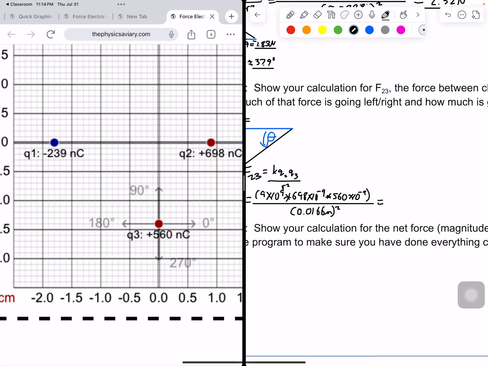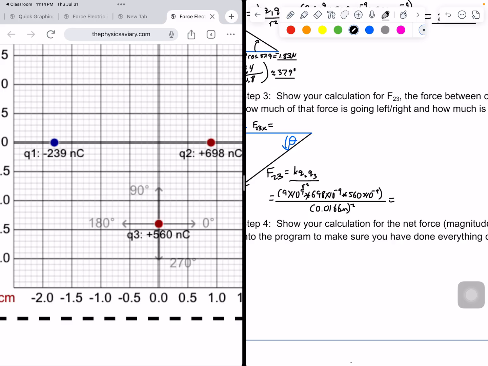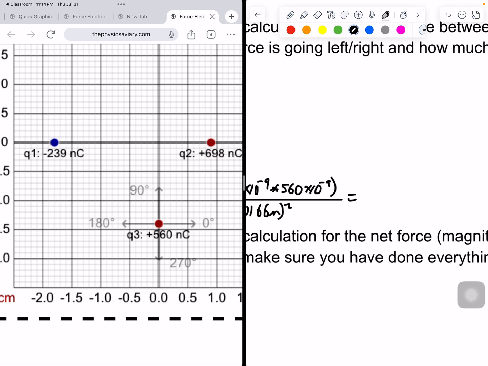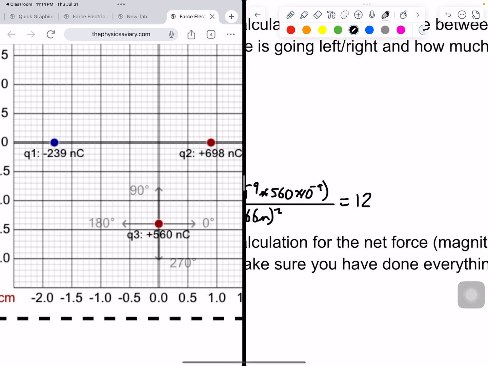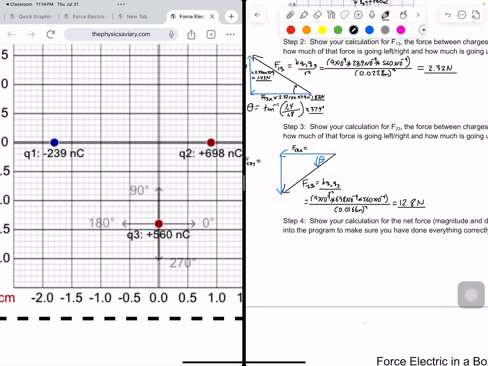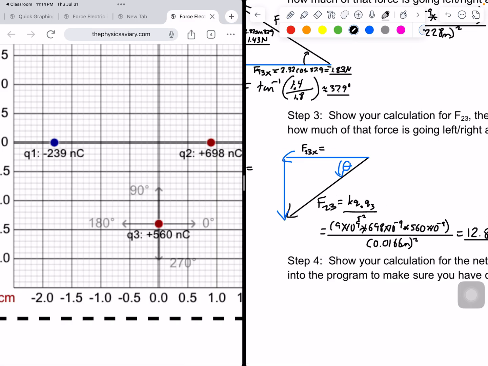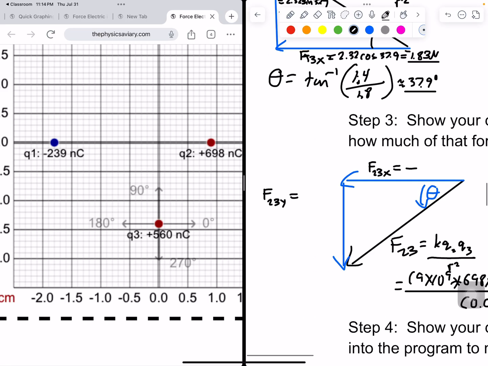Okay, at this point, go ahead and pause the video, and let's figure out your F23. Okay, now for me, I got about 12.8 newtons for F23. Now it's pointing down and to the left, which means my F23x is going to be negative, and my F23y is going to be negative.